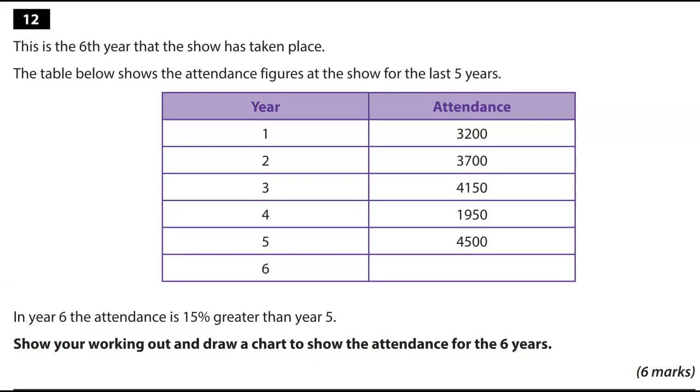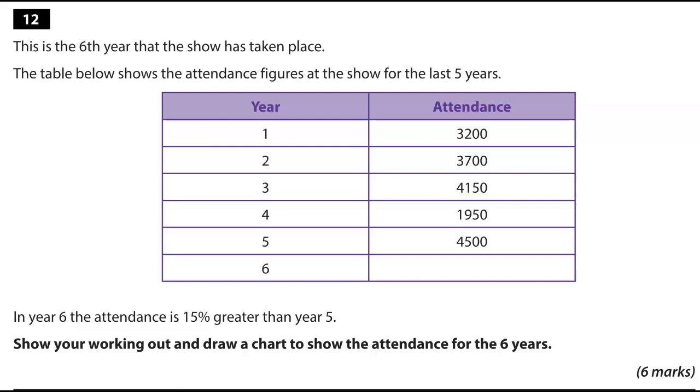This is the 6th year that the show has taken place. The table below shows the attendance figures at the show for the last 5 years. In year 6, the attendance is 15% greater than year 5. Show your working out and draw a chart to show the attendance for the 6 years.